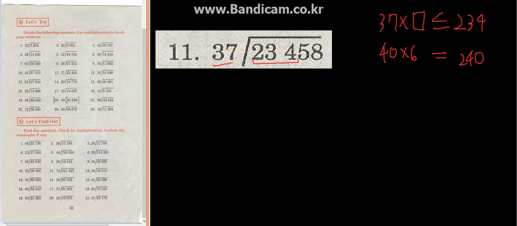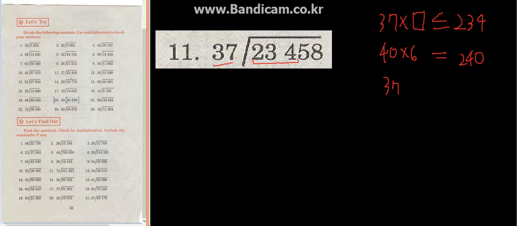So problem number 11, there is 37. First, let's look at these three numbers, and we will say 234. 37 multiplied by a certain number should be very close to but smaller than 234. Now, 37 is about 40-ish, and 234 is about 240-ish. If you multiply by 6, that's going to be 240. So let's put the number 6 in the box.